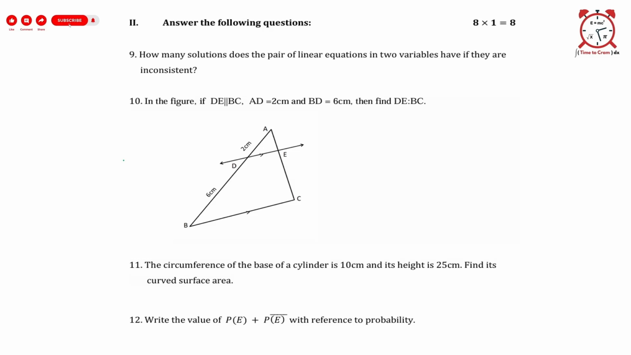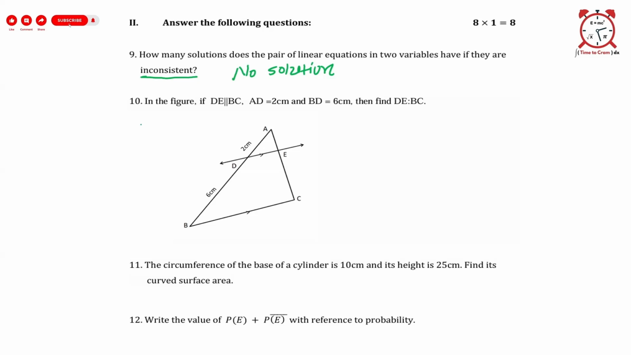And in question number 3, each question has 3 marks. So let us start. Question number 9, how many solutions does the pair of linear equations have if they are inconsistent? So here, inconsistent, we know that if the pair of linear equations are inconsistent, then they have no solution. So the answer is no solution.